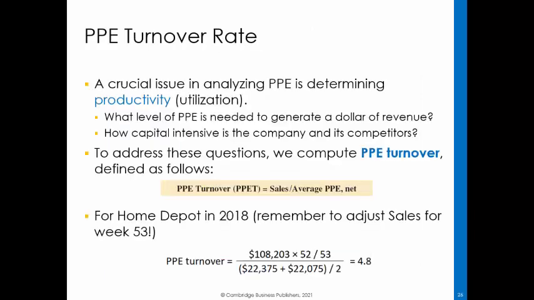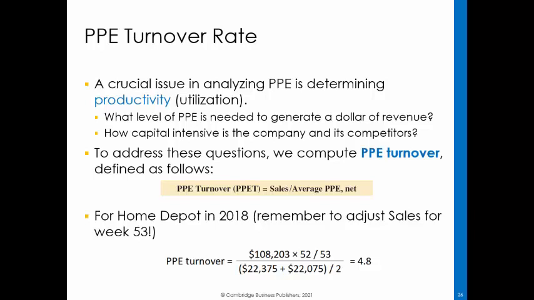A crucial issue in analyzing property, plant, and equipment is determining their productivity or utilization. How capital intensive are the company and its competitors? To address these and similar questions, we use the property, plant, and equipment turnover ratio. To calculate the property, plant, and equipment turnover ratio for Home Depot, we must first adjust sales for the 53rd week for the fiscal year ended February 3rd, 2019. Home Depot's turnover is 4.8.